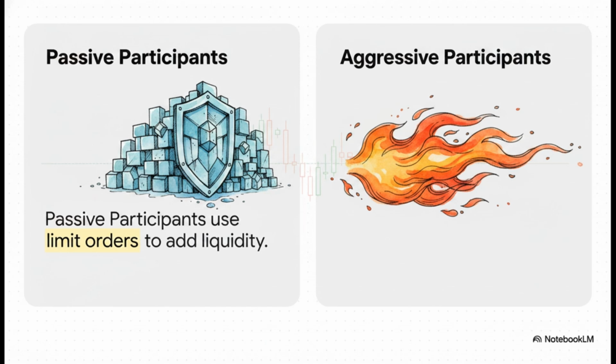On the flip side, you have the aggressive participants. These traders are using market orders, aggressively hitting the bid or the ask to execute a trade instantly. For any transaction to happen, an aggressive market order literally has to hit a passive limit order. And what that means is the aggressive participants are the ones giving us the actual immediate intention of market direction.